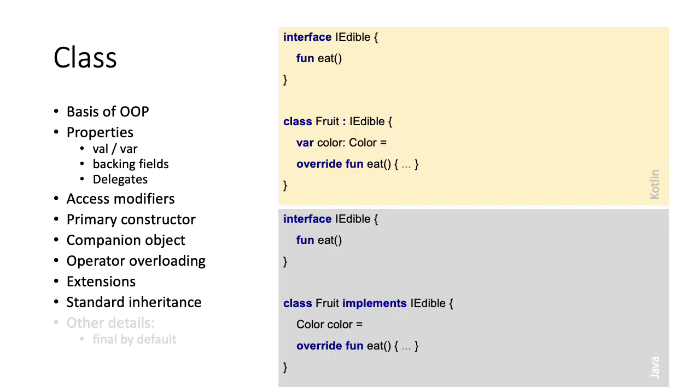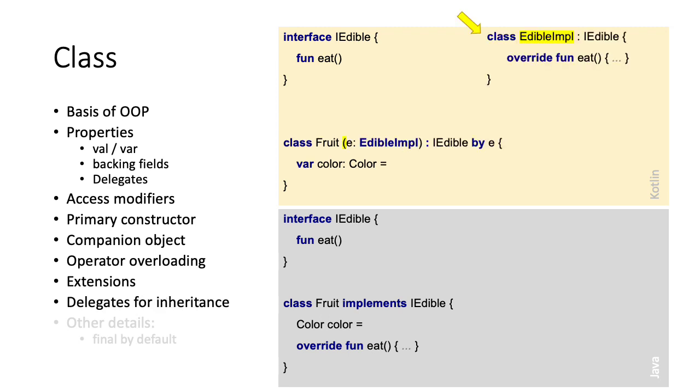We already looked at delegation of properties earlier. Before we look at delegated inheritance, let's review standard inheritance again. In the following example, fruit implements iEdible. It needs to override the functions of the interface in its own implementation. In this example, a utility class edible implementation implements iEdible. Fruit can delegate its iEdible interface to the iEdible impl passed to it as a constructor parameter.